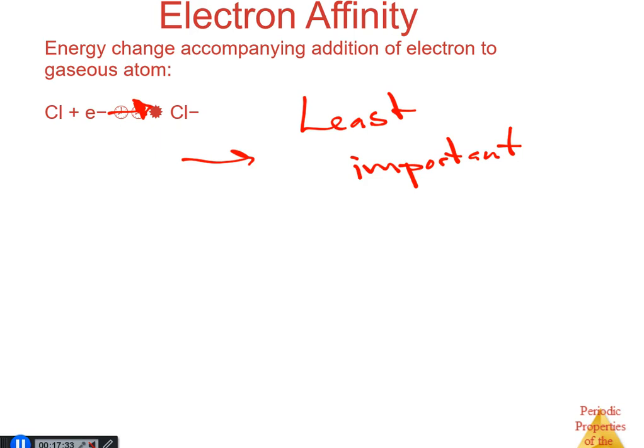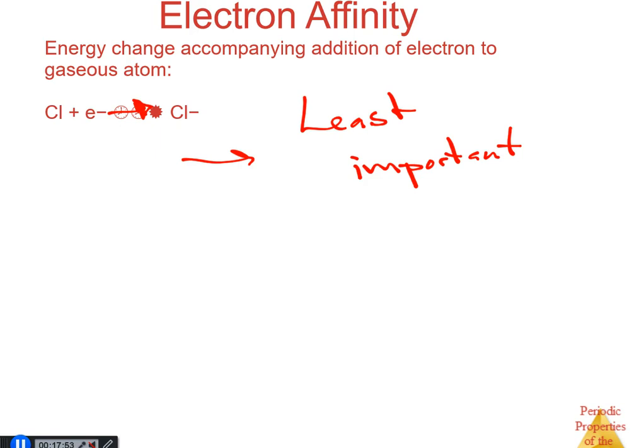So, I mean, you'll see the test format. How many letters are between A and H? 8? There's 8 things on Chapter 7 that you have to explain, and electron affinity is one of the 8.